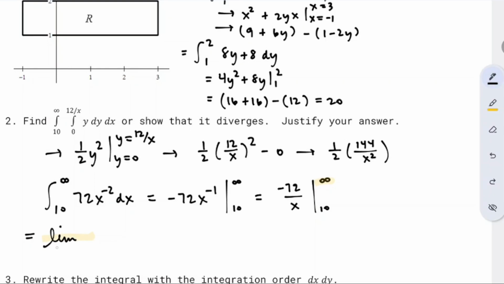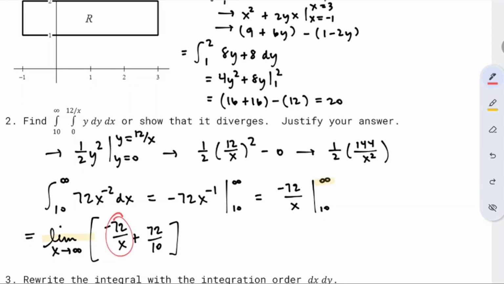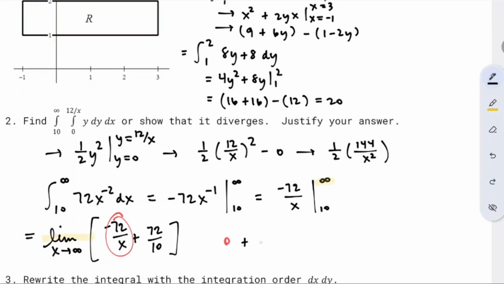So the limit as x approaches infinity of -72 over x minus -72 over 10. As x approaches infinity, this fraction here that's circled in red is going to go to 0. So that's going to be 0 plus 7.2, and that's just going to equal 7.2.